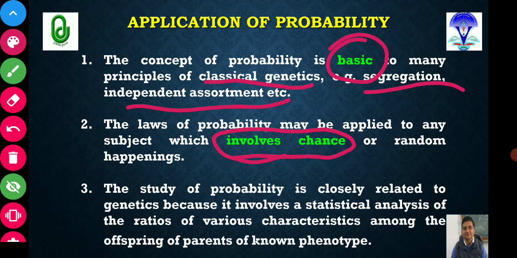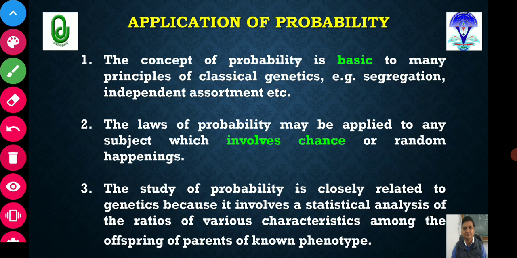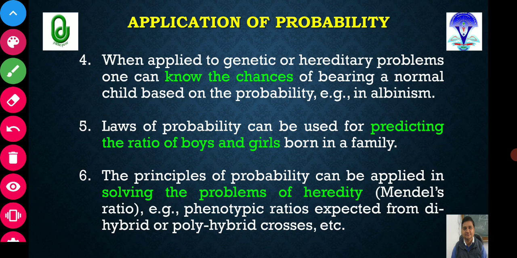The study of probability is closely related to genetics, because it involves a statistical analysis of the ratios of various characteristics. You might have studied the ratios in Mendel's law, and these ratios are all based on the principles of probability. That is why the application of probability in genetics is vast.